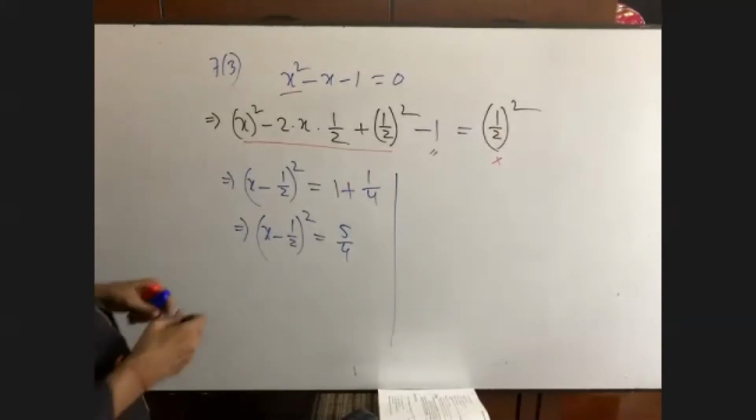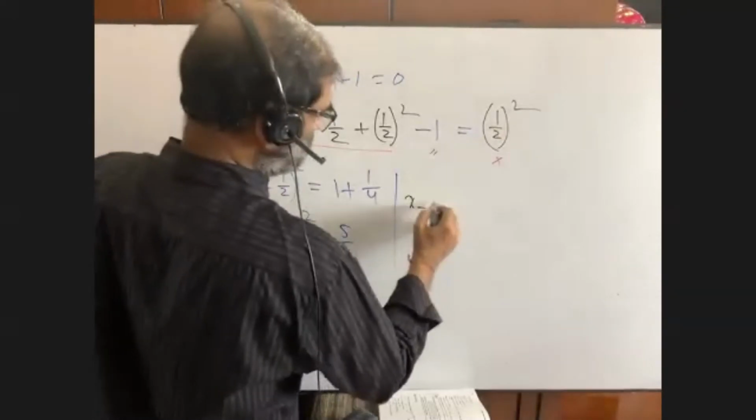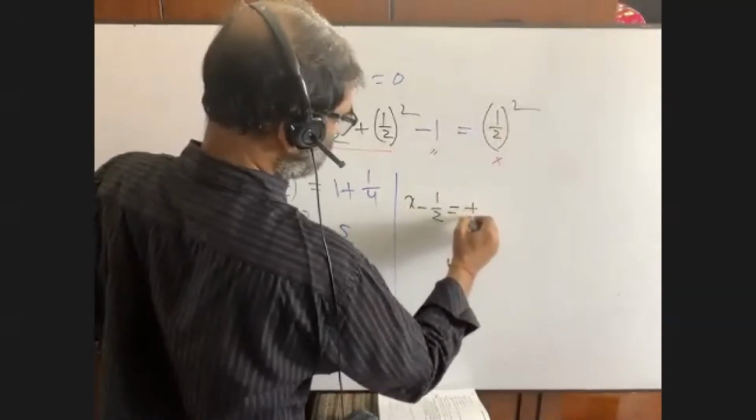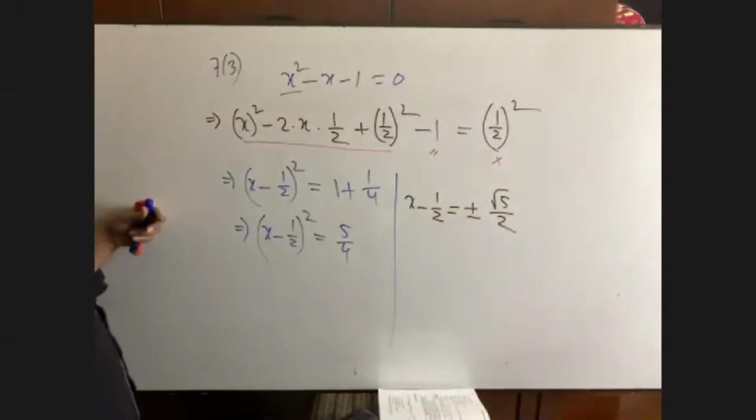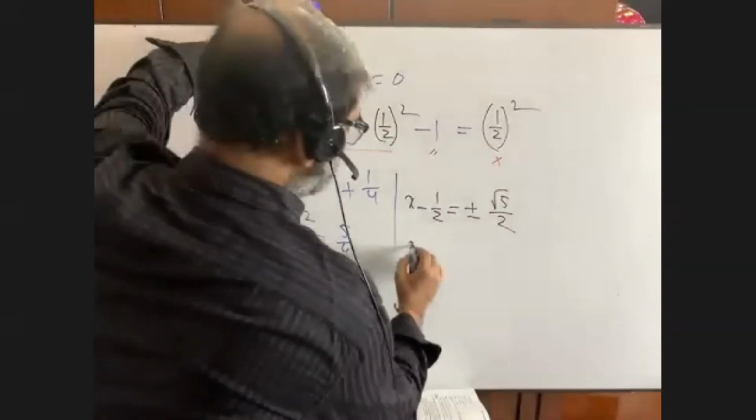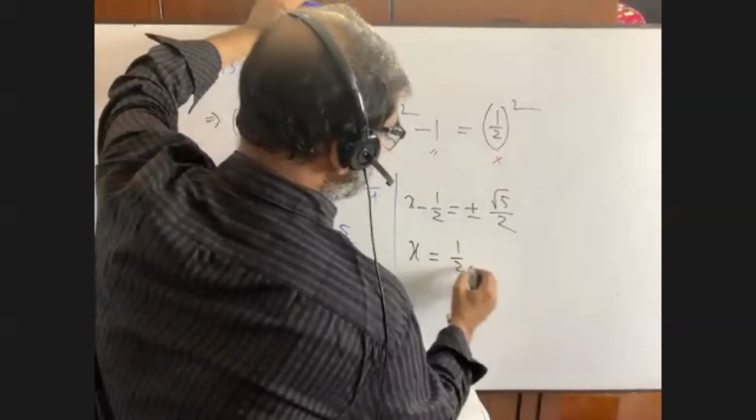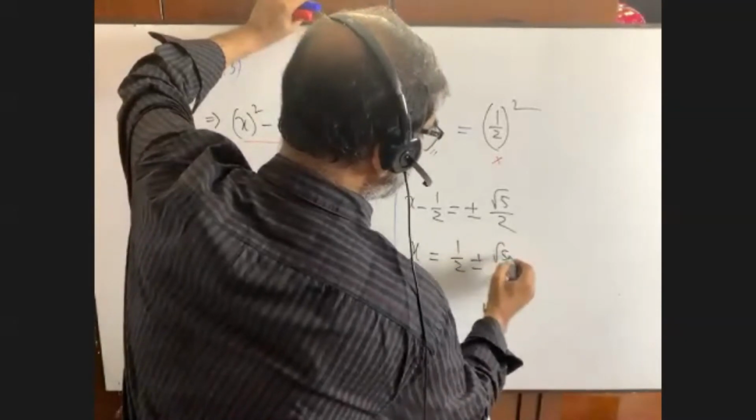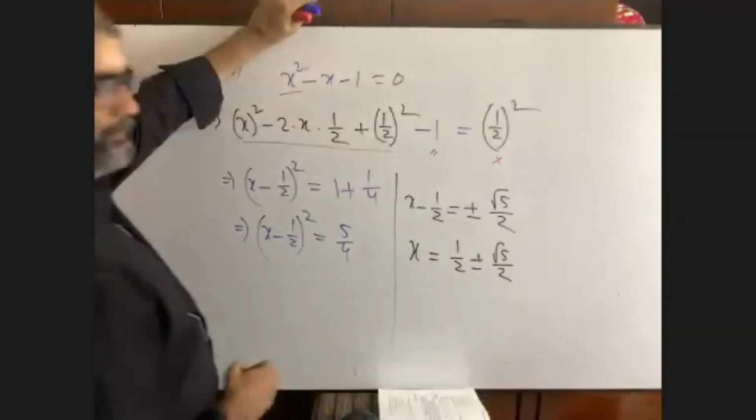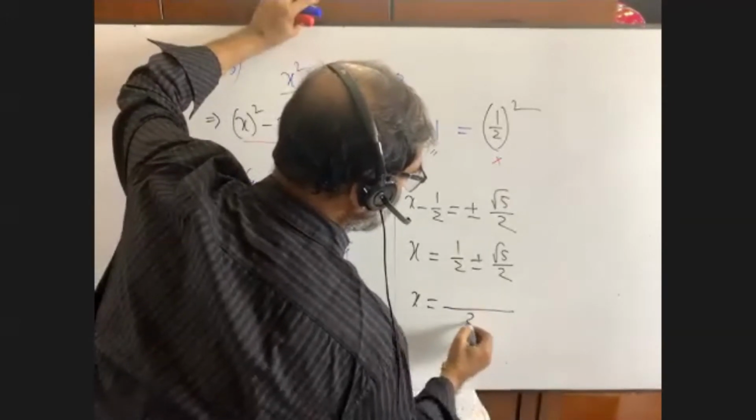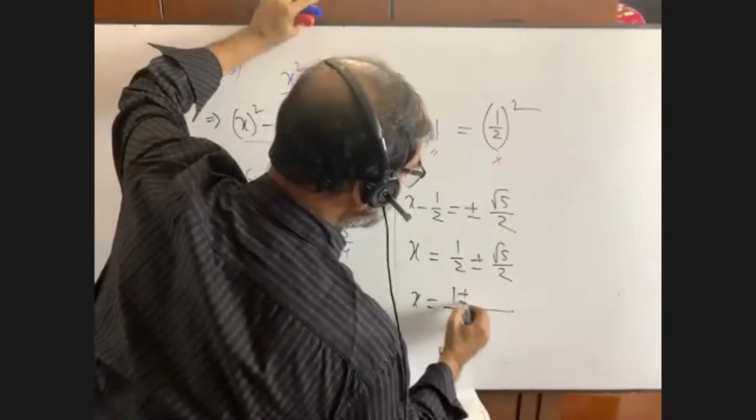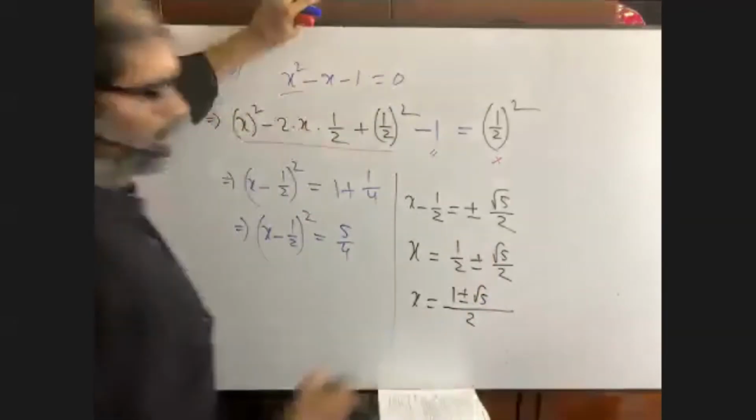From here, we can write down x minus half equals to plus minus root 5/2. That means from here we can write x equals to half plus minus root 5/2. That is x equals to, 2 is taken LCM, 1 plus minus root 5 over 2. Have you got it?